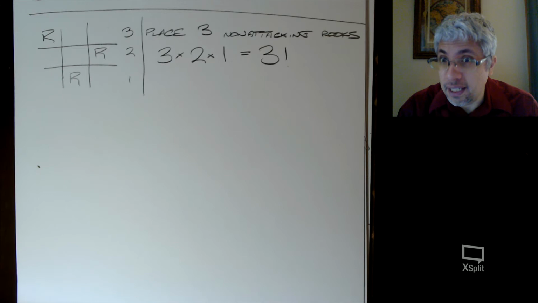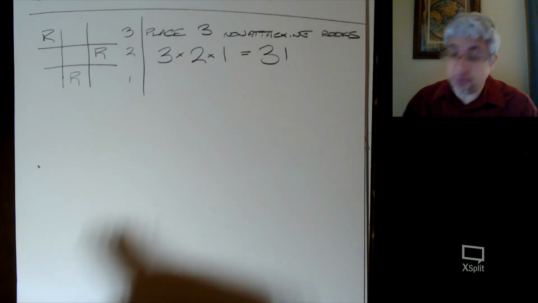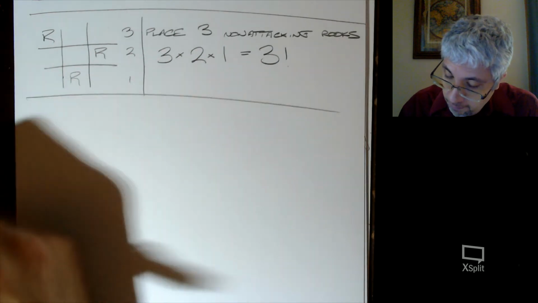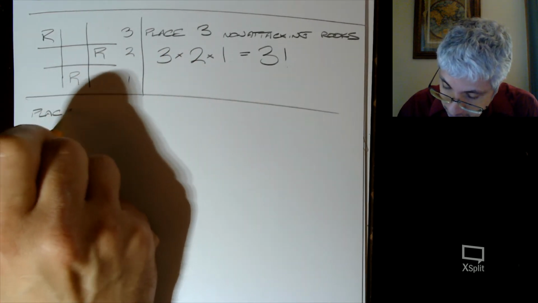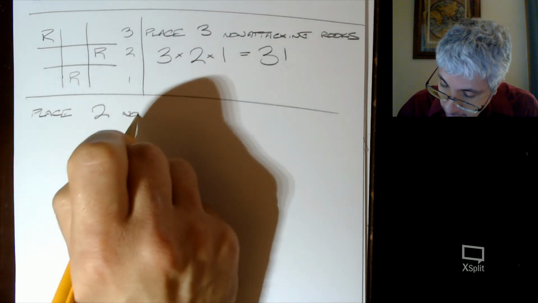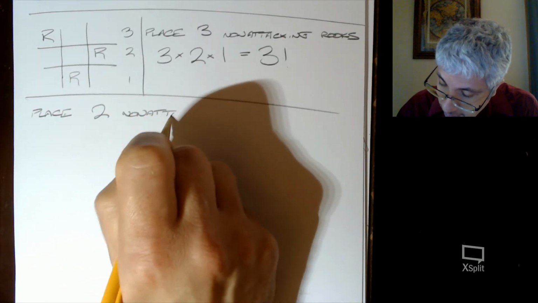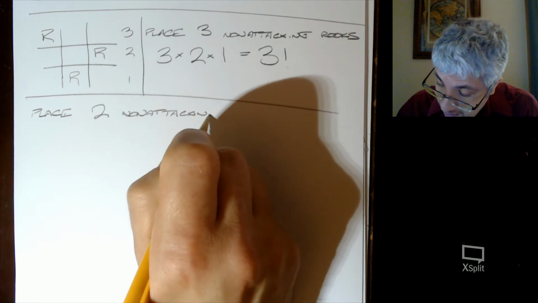And well, you'll get 8 choices for where you place the rook in the first row and 7 for the next, and so on. Okay, let's make it a little harder. Let's try to place 2 non-attacking queens.